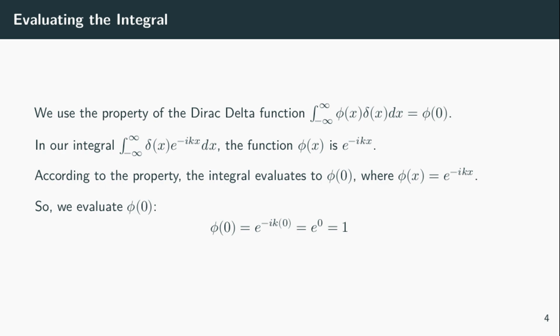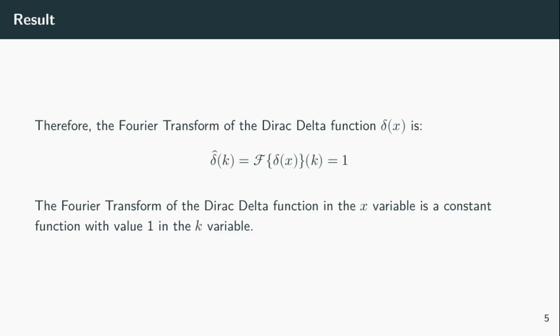We substitute 0 for x, giving us e to the power of minus iota k times 0. Well, anything to the power of 0 is just 1. So phi of 0 equals e to the power of 0, which equals 1. And there you have it. Putting it all together, the Fourier transform of the Dirac delta function, delta of x, is f hat of delta of k, which is F of delta x of k, equal to 1.